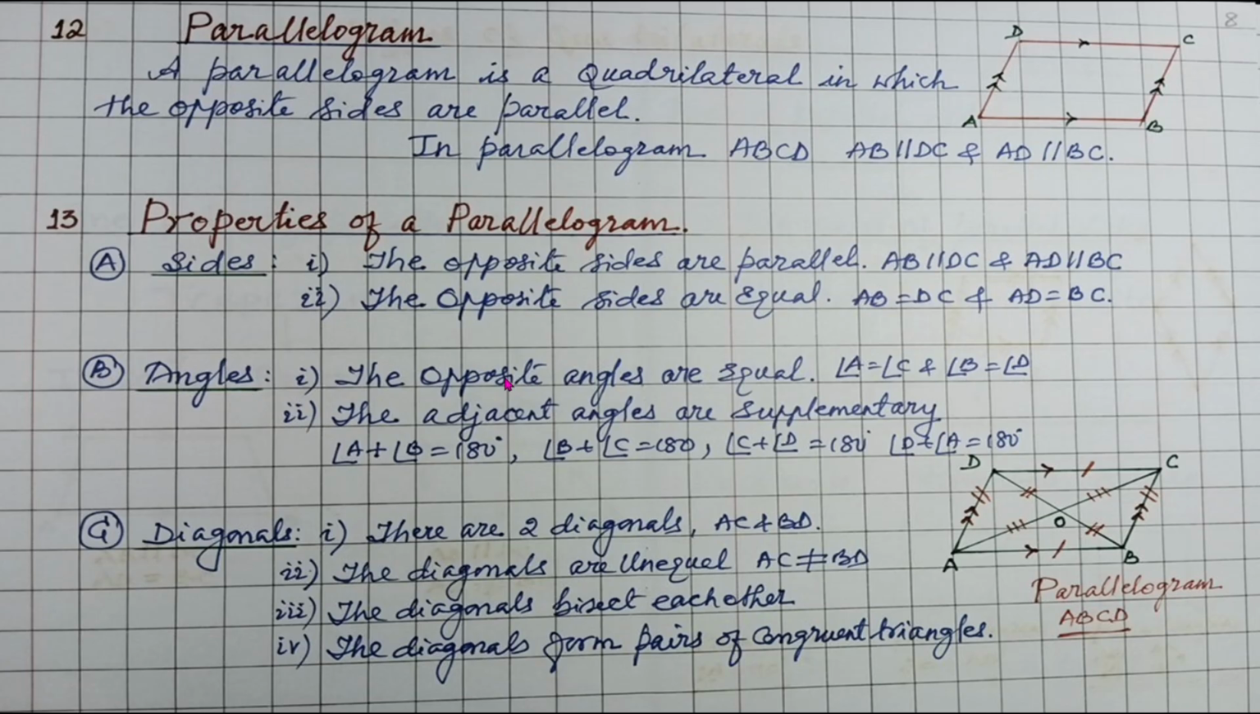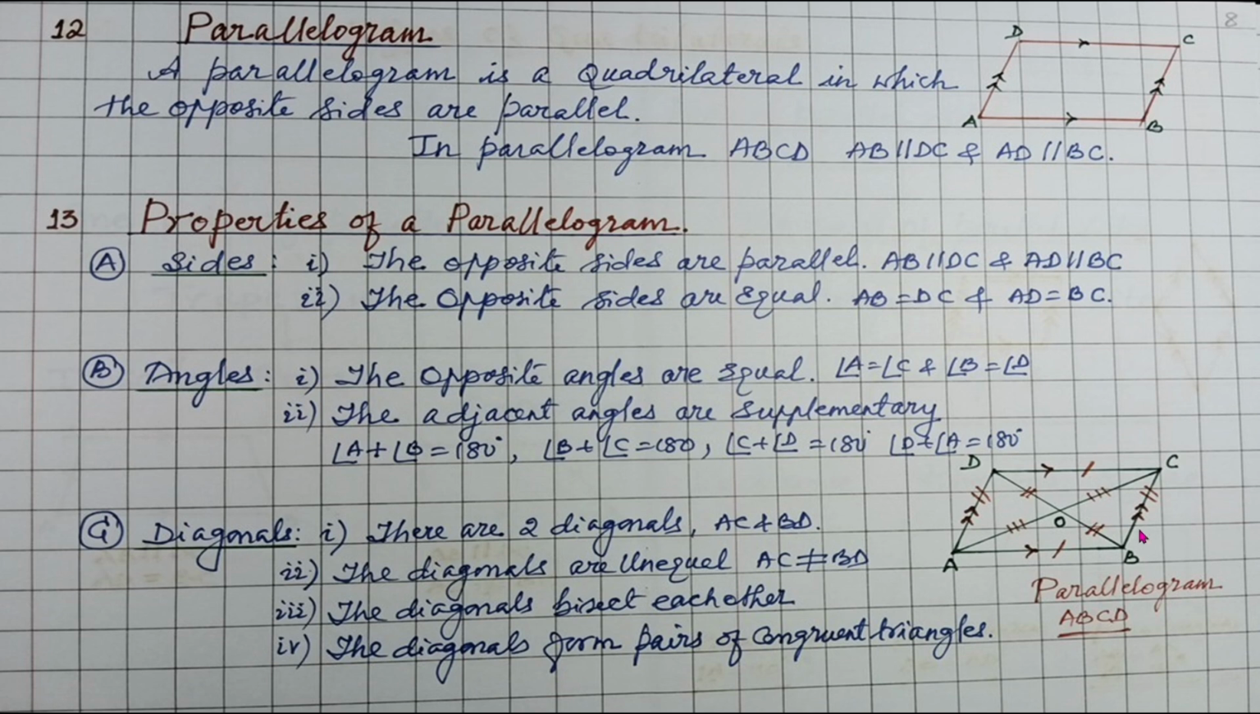In terms of angles, the opposite angles are equal in a parallelogram. Angle A is equal to angle C, angle B is equal to angle D. Now in a parallelogram, the adjacent angles are supplementary. That means angle A plus angle B is 180, angle B plus angle C is 180, angle C plus angle D is 180, angle D plus angle A is also 180. Remember that.